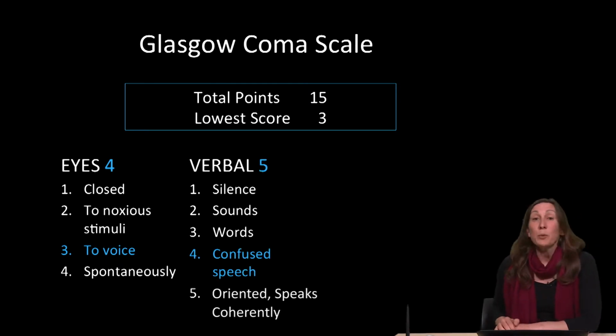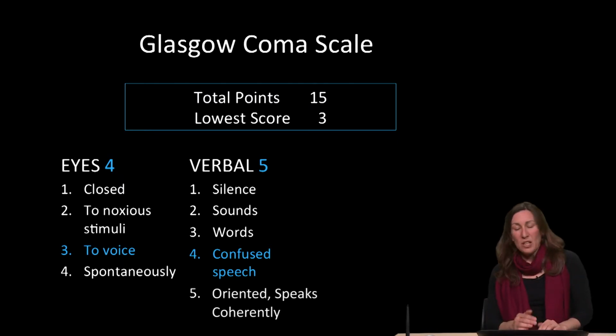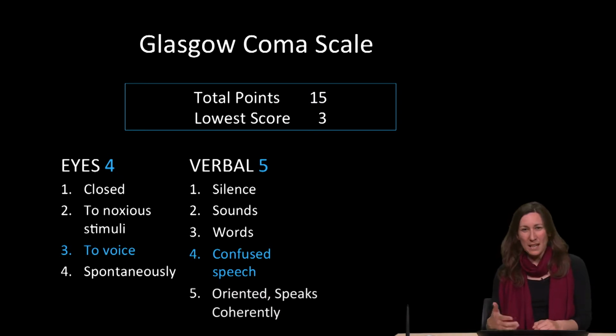The second is the verbal score. So there's a total of 5 points on verbal. If the patient is silent and they're not speaking at all, they receive a 1. If they're making sounds that are unintelligible, they receive 2 points. If they actually are speaking words, but they're just individual or nonsensical words, they receive 3.